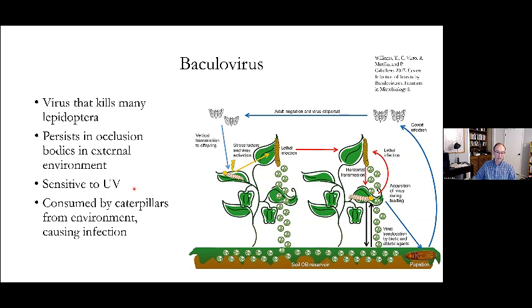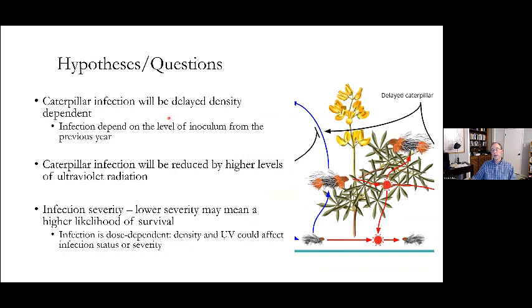So the consumption of these occlusion bodies and the live virus occasionally would increase the infection of our caterpillars, and the caterpillars can die shortly afterwards. Okay, so we predicted, based on what we know about caterpillar and virus dynamics, that there would be a delayed density dependent effect of infection. So a higher density of caterpillars would have a delayed density dependent effect on future survival of those caterpillars.